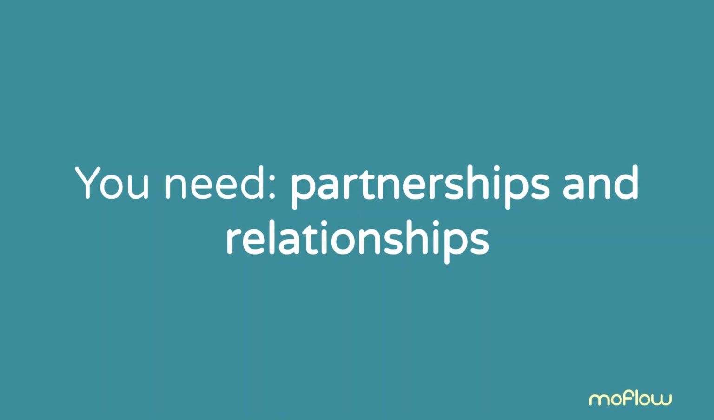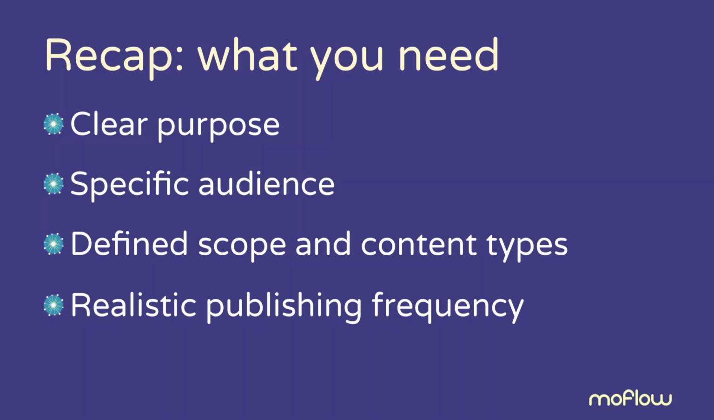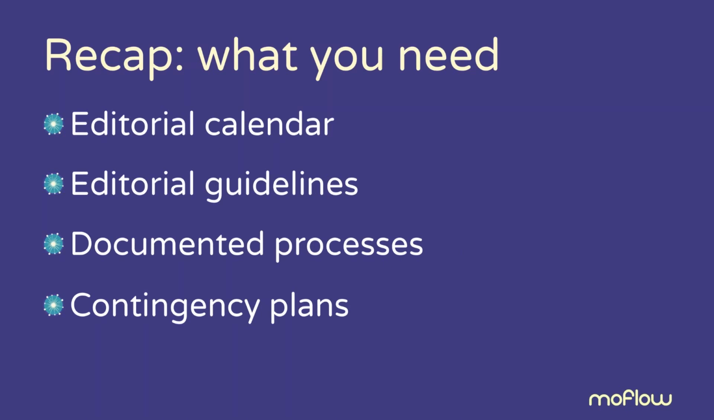All right, so let's quickly recap what we've gone over today. To recap what you need to have in place to keep blogging manageable: you need to have a clear, defined purpose, something you can state in a sentence or two. You need a specific audience in mind with a marketing persona completed for that audience. You need a defined scope and a mix of content types. You need to establish a realistic publishing frequency for your blog that is reflected in your editorial calendar. You need that editorial calendar scheduled out for a couple of months, preferably several months.